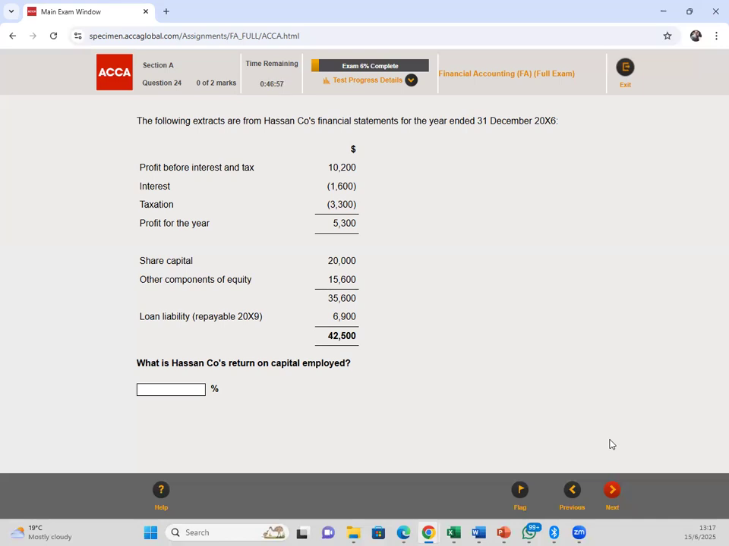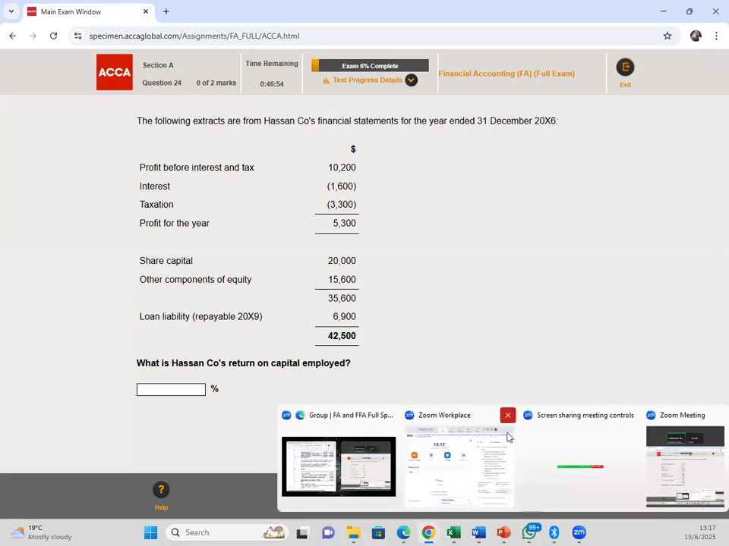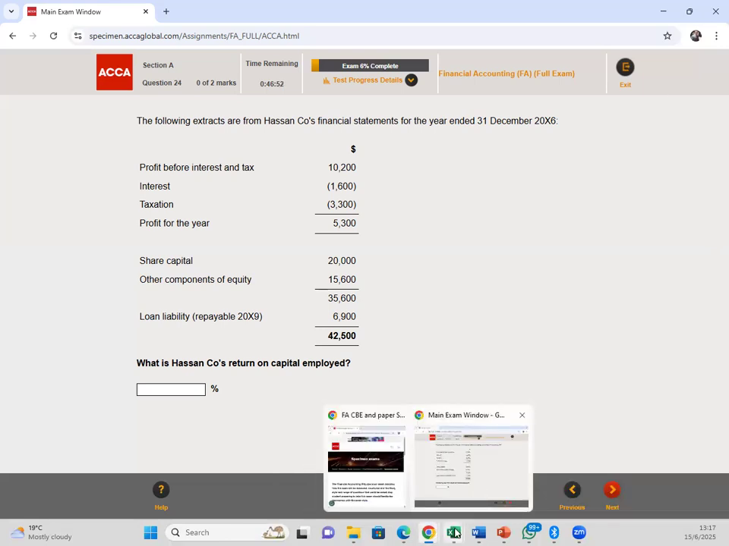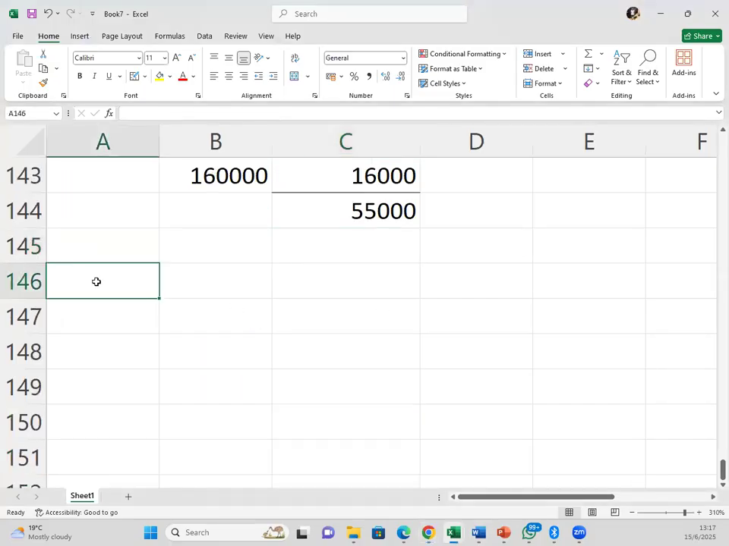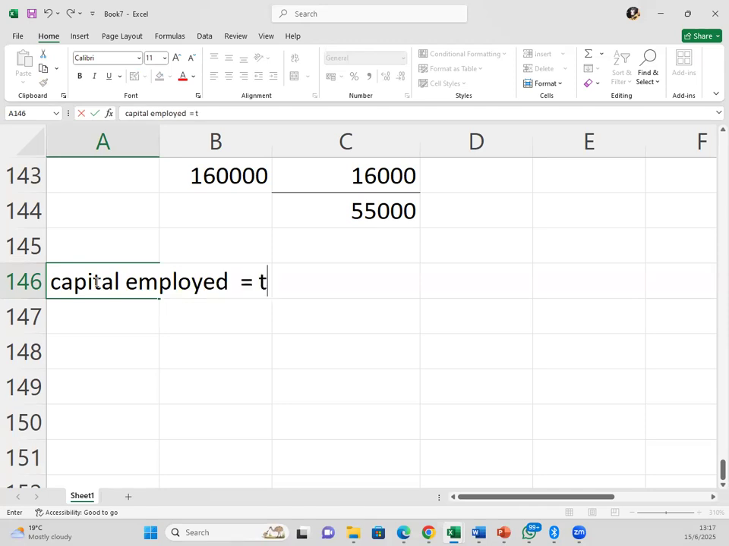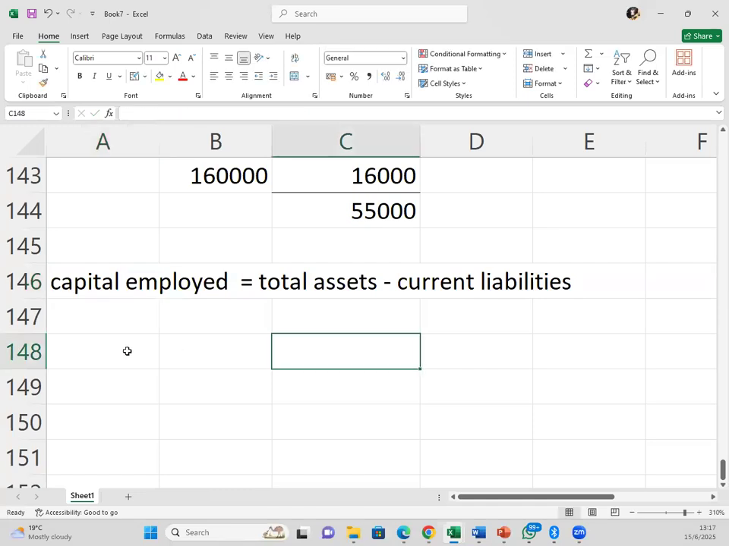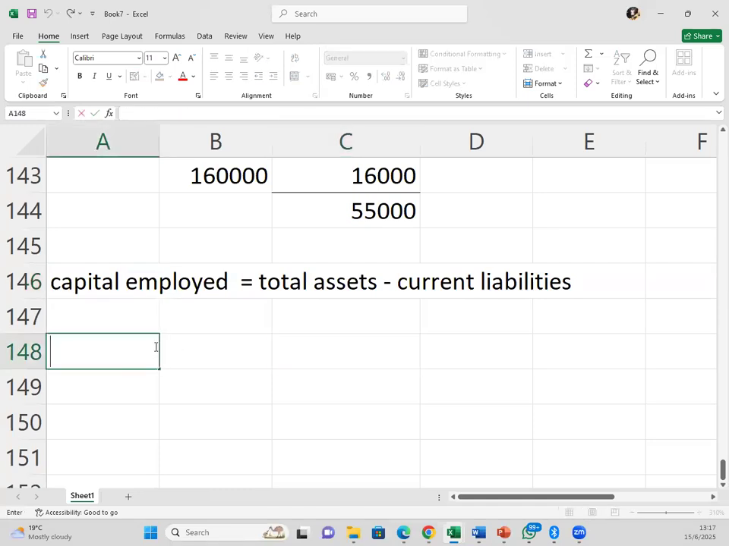Capital employed, you can work it out in two ways. For capital employed, you can say total assets minus current liabilities. That's capital employed, total assets minus current liabilities.